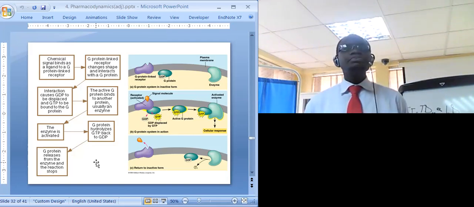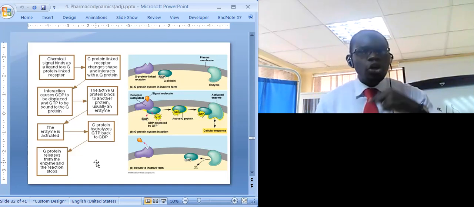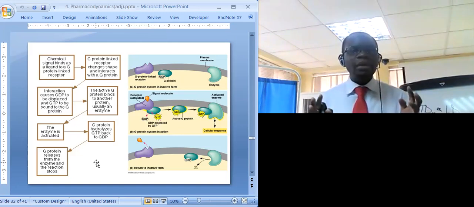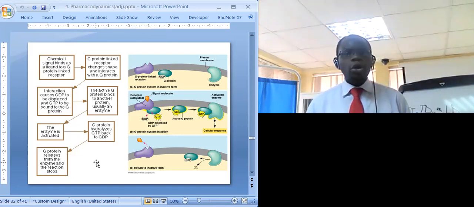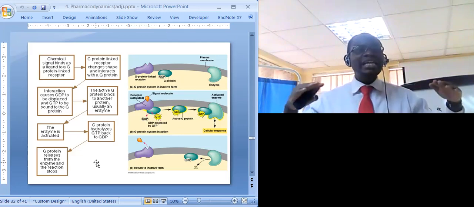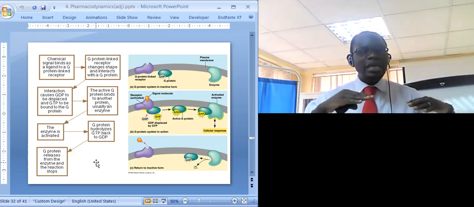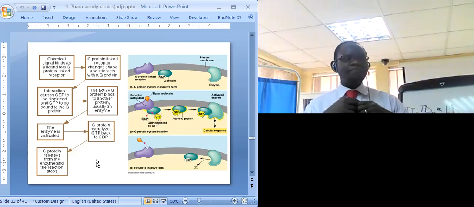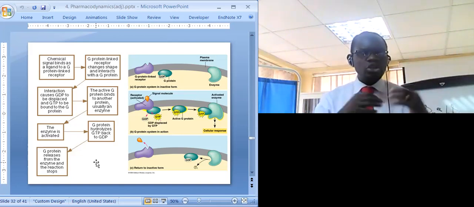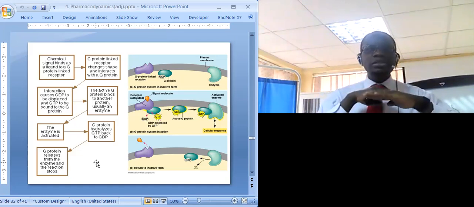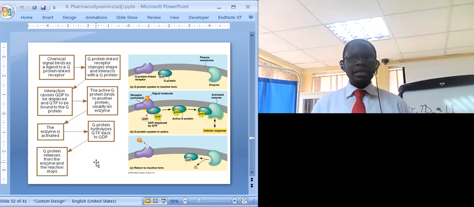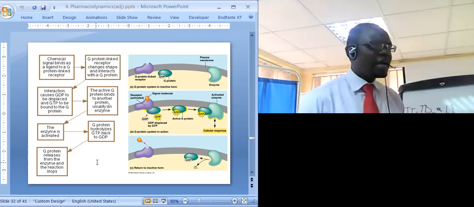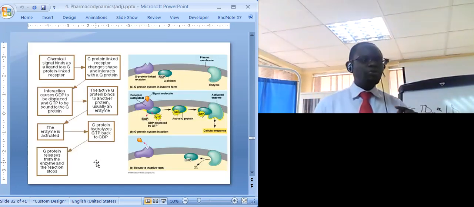However, it does not continue forever. There comes a time where things come back to normal, or where the drug's concentration is no longer effective. What actually happens is that the drug will displace off the receptor, and things will turn back to normal, as you can see in the diagram above. Yeah, so that is basically the G protein receptor.